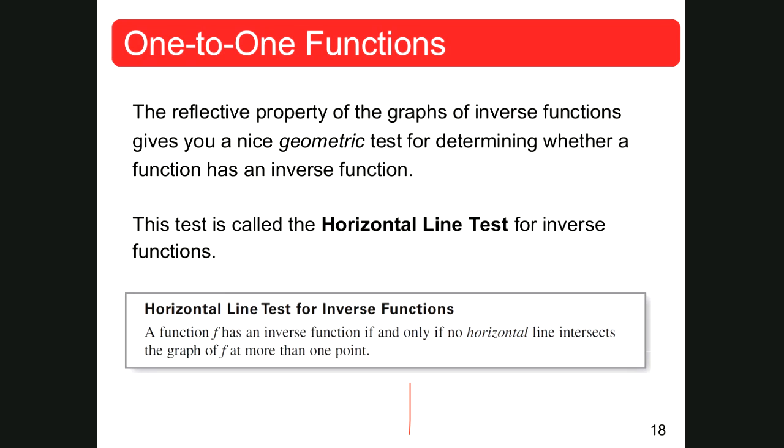If I had a graph of y is equal to x squared, okay, this is y is equal to x squared. If I drew a horizontal line in here, it touches the graph in more than one spot. That means that this does not have an inverse function.